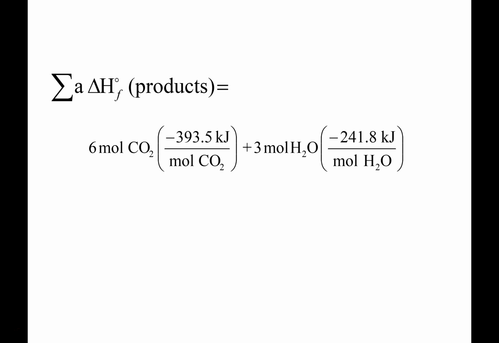So we have a deal where we're multiplying within the individual terms, and then we're going to add them together. The 6 and the 3 are exact, so I'm going to go with 1 decimal. Bottom line is on the product side, we have negative 3,086.4 kilojoules of energy.